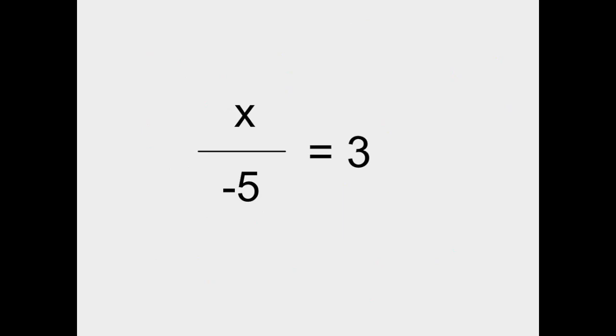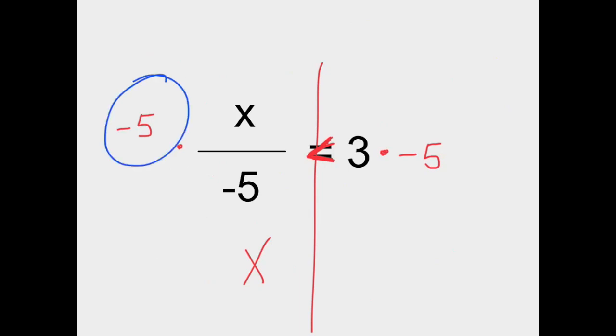Same is true with multiplying by a negative. If I want to get rid of this negative 5 in the denominator, I have to multiply by negative 5. If I multiply by negative 5 on one side, I have to multiply by a negative 5 on the other. And we just learned that when you multiply or divide by a negative, flip the sign. So I flip the sign. My answer is greater than negative 15.